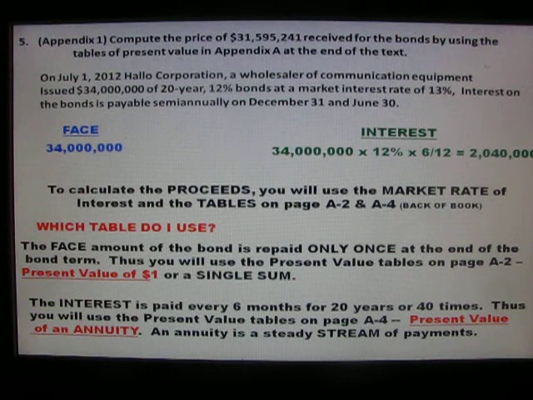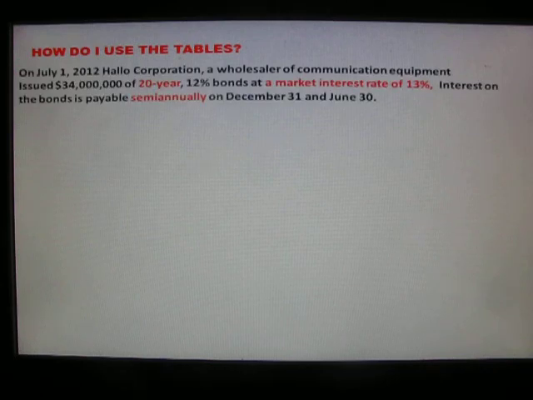The interest, however, is paid every 6 months for 20 years. So 40 payments are made. We will use the table on A-4, the present value of an annuity. An annuity just simply means it's a steady stream of payments. We're paying interest every year. So we're going to use the annuity table when we're dealing with interest. How do I use the table? When you go to the table, you will always use the market rate of interest. Market.